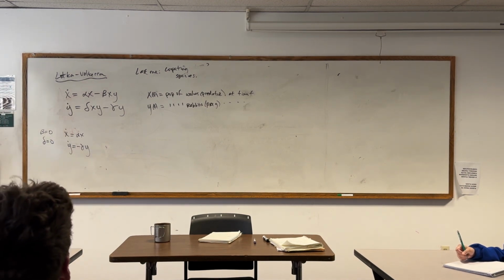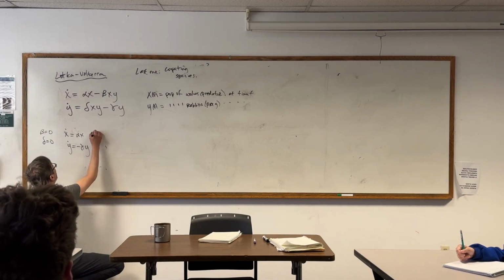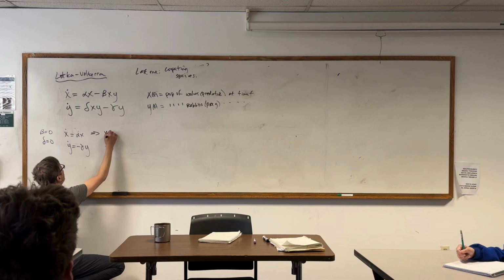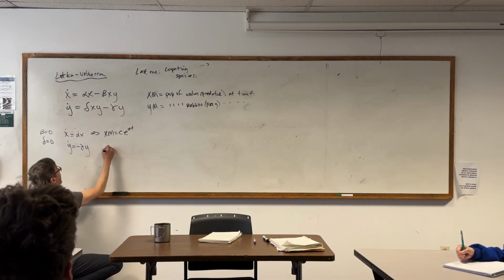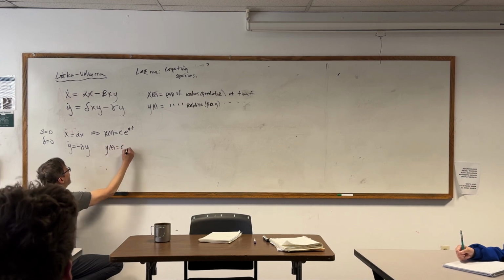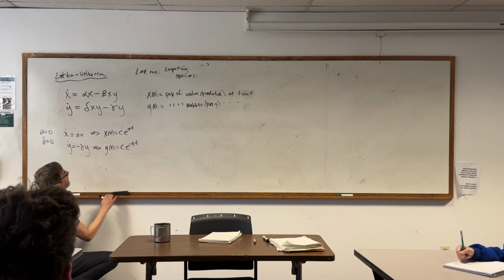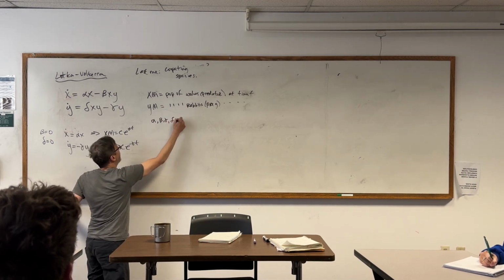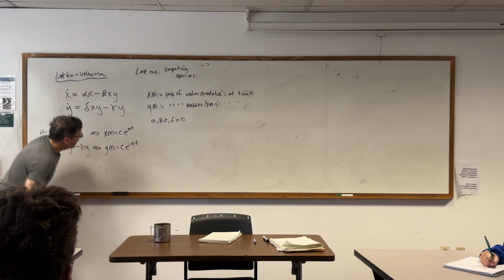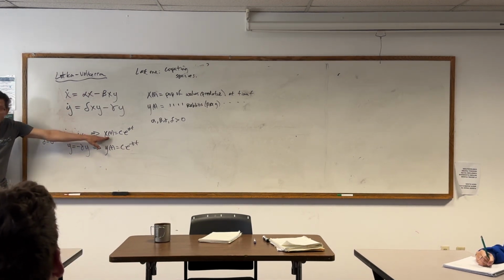And these are things that we could solve right off the top of our head. In fact, we can write out the solutions for this one. This would be X at T is some constant times e to the alpha t. And this one is Y of T equals C e to the negative delta t. Another thing here, alpha, beta, gamma, delta, these are all positive. So this one says that the predators are going to grow unchecked.